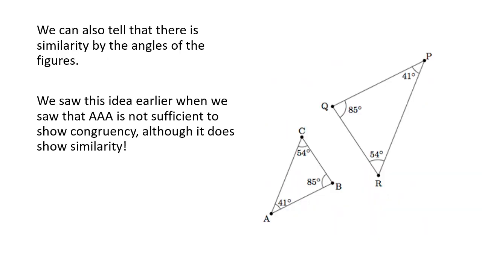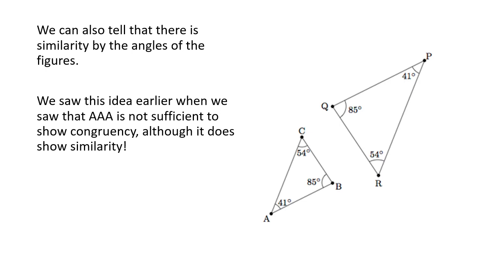Okay, so we saw this idea earlier that angle, angle, angle doesn't give congruency. And we just left it at that when we were talking about triangle congruency. But it does do something. It tells us similarity. So if I see two triangles like these two, where the angles are all congruent, but it's pretty clear that the sides are not.